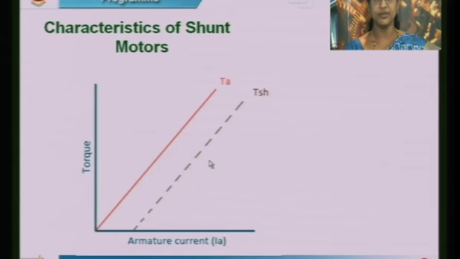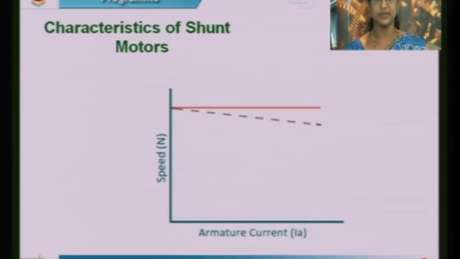As I already told you, full armature torque is not available at the shaft due to frictional losses, so shaft torque is always less than the armature torque. Next you see the characteristic. Here, when the speed increases, the current decreases, so this is inversely proportional. You can also think of the practical application in our real life.